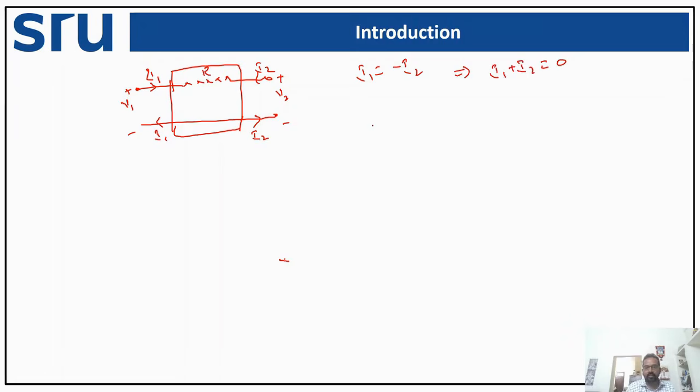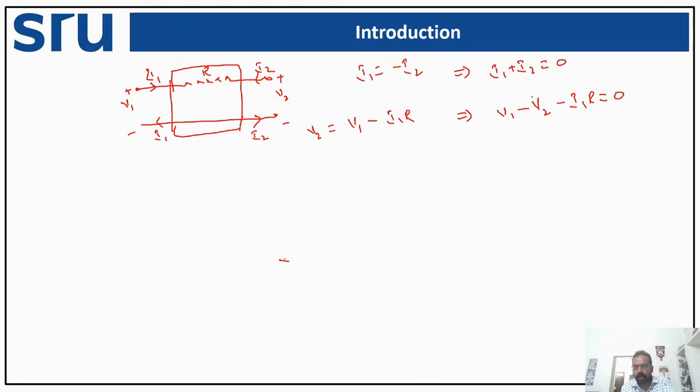What is the other equation we can write? Here V1 in terms of V2. My V2 can be written as V1 minus the voltage drop, since current I1 is flowing through R. So V2 equals V1 minus I1 into R. Writing this equation: V1 minus V2 minus I1 R equal to 0.